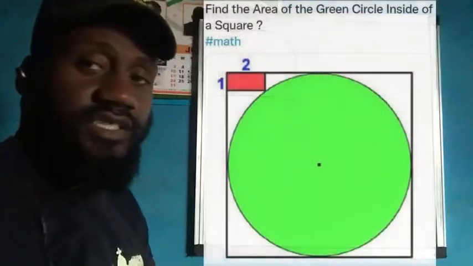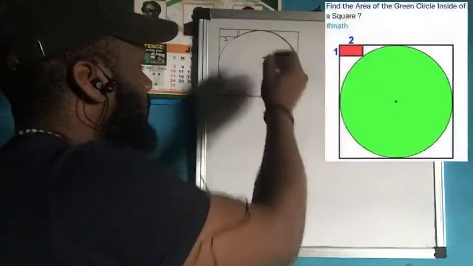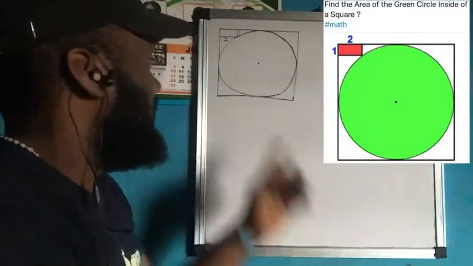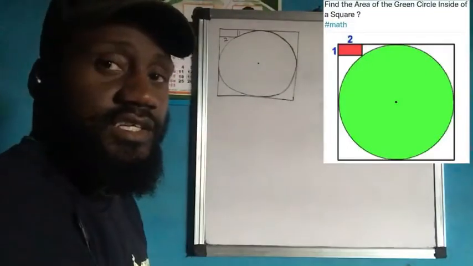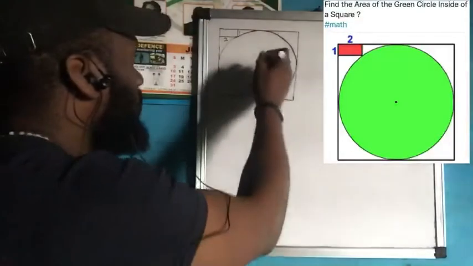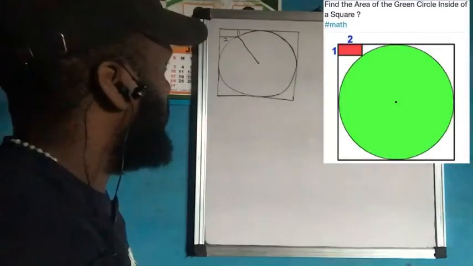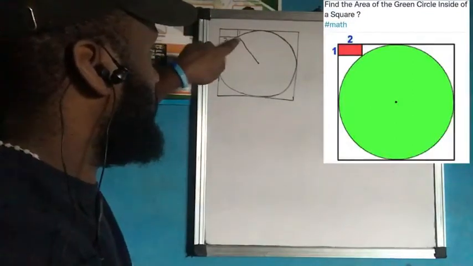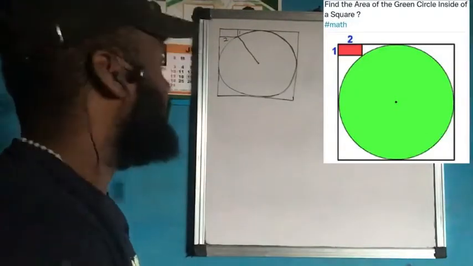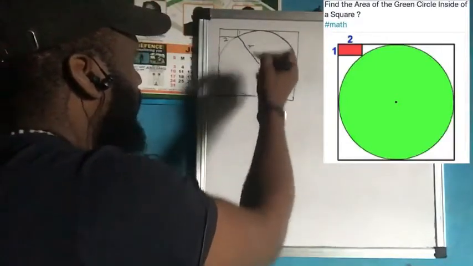Imagine the center of this circle is here, then the radius of the circle is any line that can be drawn from that center to any point of its circumference. So let's draw one from the center to this point where the corner of the rectangle touches the circumference of the circle. And let's call the radius small r.